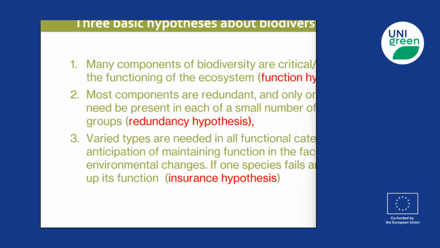And the other one is the insurance hypothesis. It means you don't put all the eggs in one basket. So if you have just coffee and something happens with the pests or with the climate change, you lose everything. But if you have a different variety of crops and something happens with the coffee, you can sell the citrus, the avocado, the fruits, or at least have food for the family. Okay.